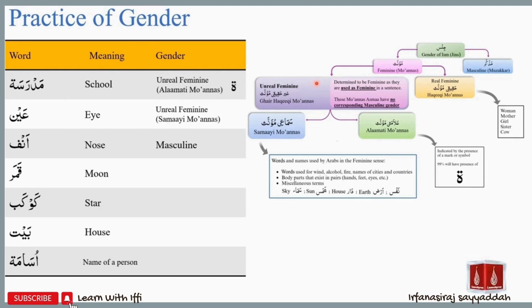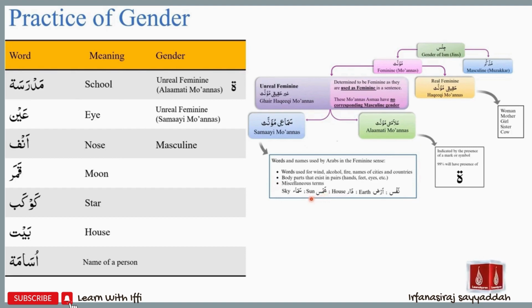We can check further. Qamar does not have a gol ta at the end, so it is not an alamati muannas. Would qamar be a samai muannas? Qamar is not the name of wind, alcohol, fire, or the name of a city or a country. Qamar is not a body part, and qamar is not included in the list of miscellaneous terms or words that we studied.